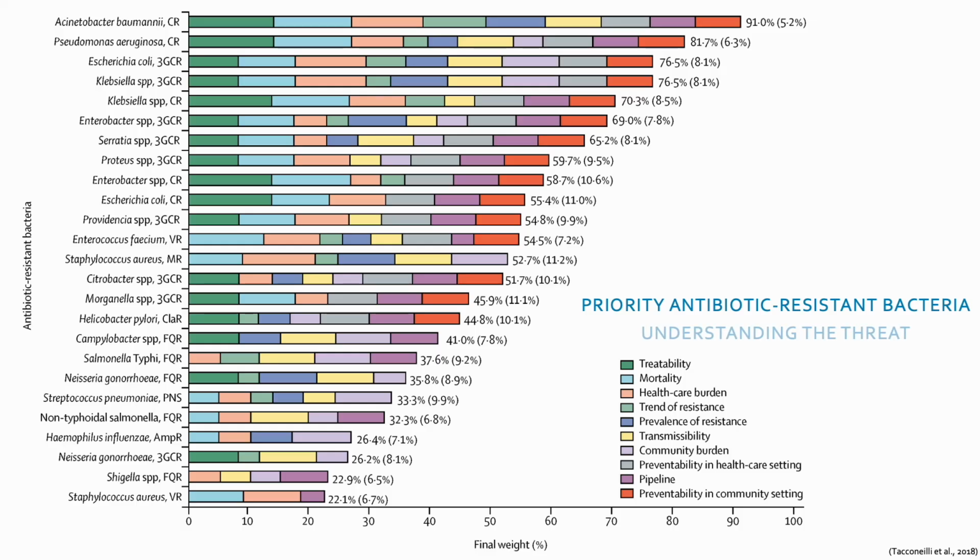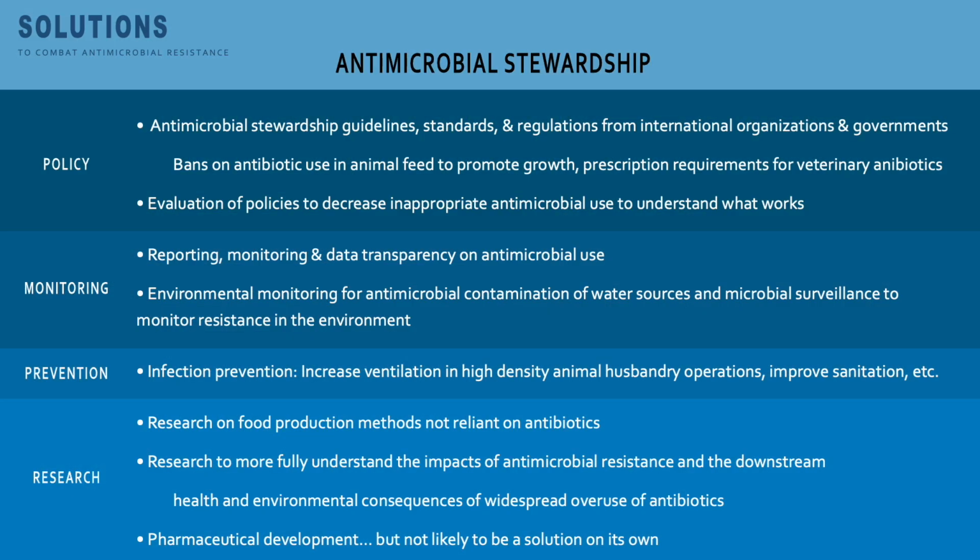MRSA and VRE made the list for high-priority gram-positive bacteria, while the list responsible for community-acquired infections was topped by clarithromycin-resistant Helicobacter pylori, fluoroquinolone-resistant Campylobacter species, gonorrhea, and Salmonella typhi. International organizations, including the World Organization for Animal Health and the World Health Organization, have developed global standards for appropriate use, reporting templates, and a global database to track sales and usage by antibiotic class and animal species.